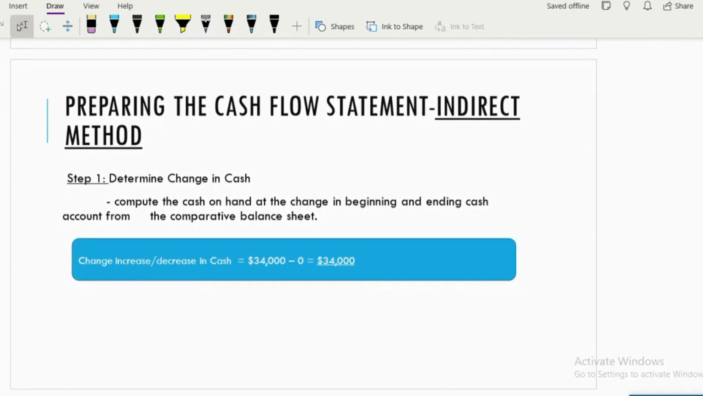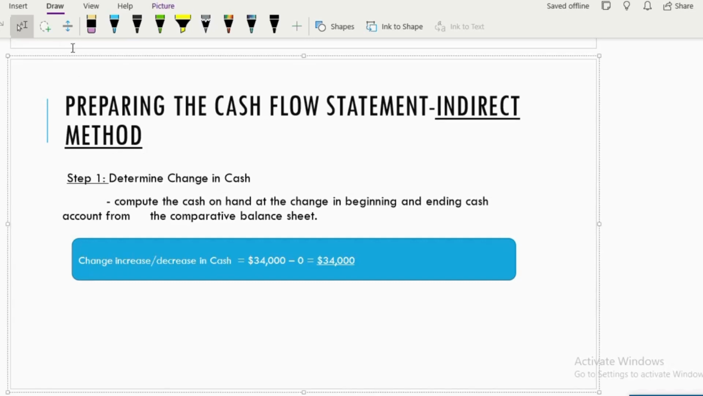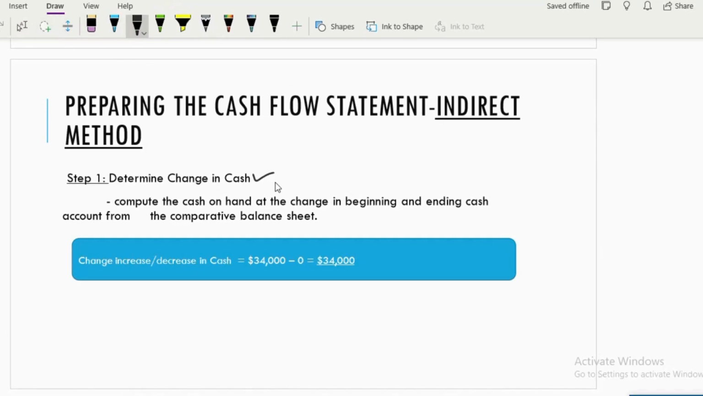Yes, here. Preparing the cash flow statement by using the indirect method. As we know, there are steps. Step number 1, determine the change in the cash. When we look into the cash flow statement, the opening balance from last year was 0 and the current year cash balance was 34. So there is an increase of 34,000 in the cash, right?